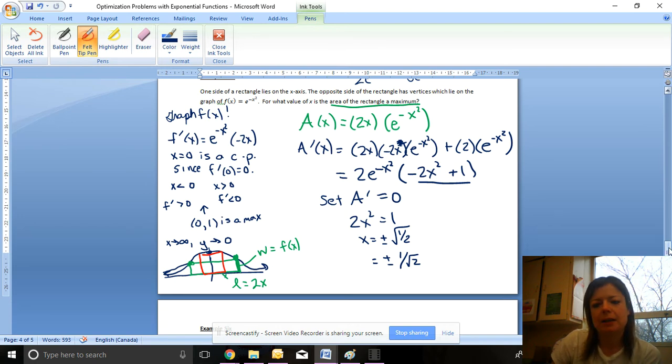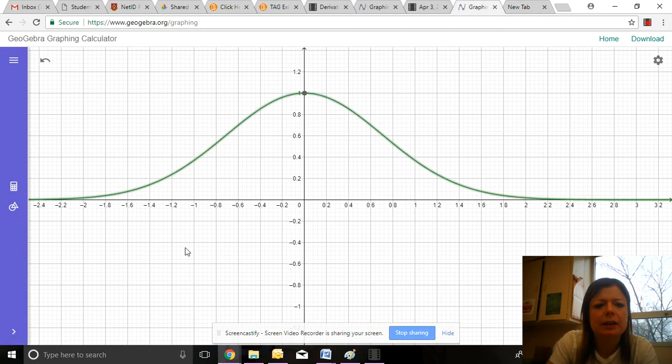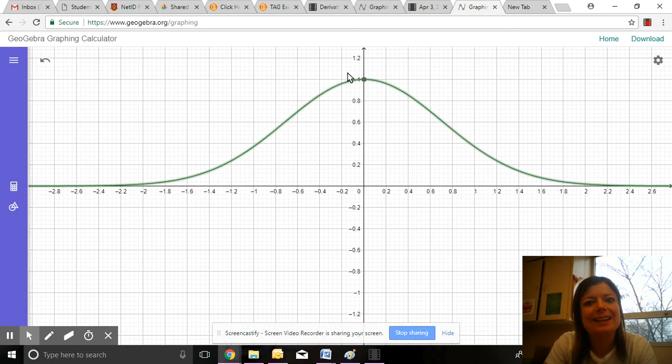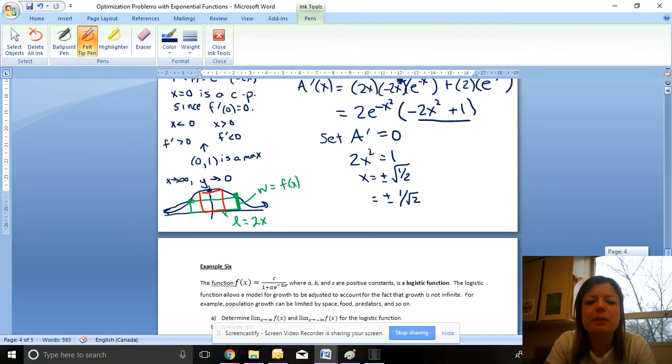Okay. So if you want to take a look at what that function looked like, I did graph it here. So there, you can see what it actually looked like, which is a much better drawing than what I did. But hopefully you can see that doing this diagram does help you visualize the problem.